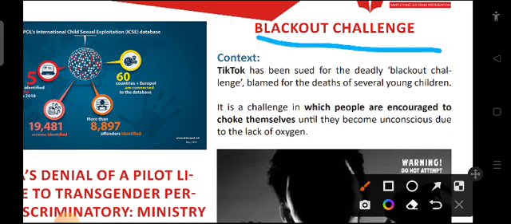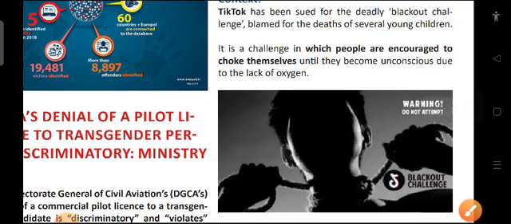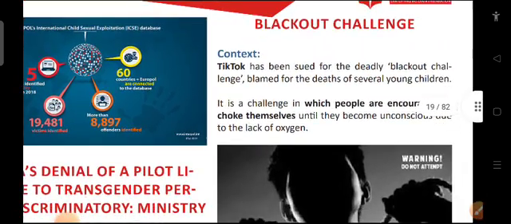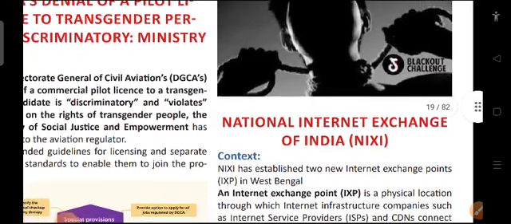Blackout challenge. What is the context? TikTok has been sued over the deadly blackout challenge, blamed for the deaths of several young children. Many children have committed suicide because of a particular challenge that came on TikTok. It is a challenge in which people are encouraged to choke themselves until they become unconscious due to lack of oxygen. So they are asked to choke themselves. And this is called the Blackout Challenge, which was going viral on TikTok, and TikTok has been sued for this deadly act.